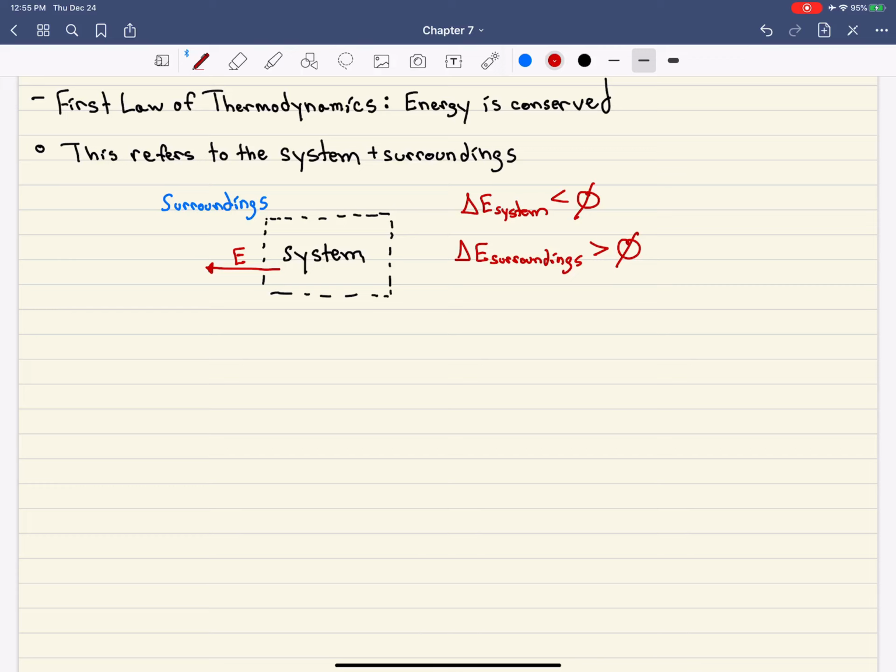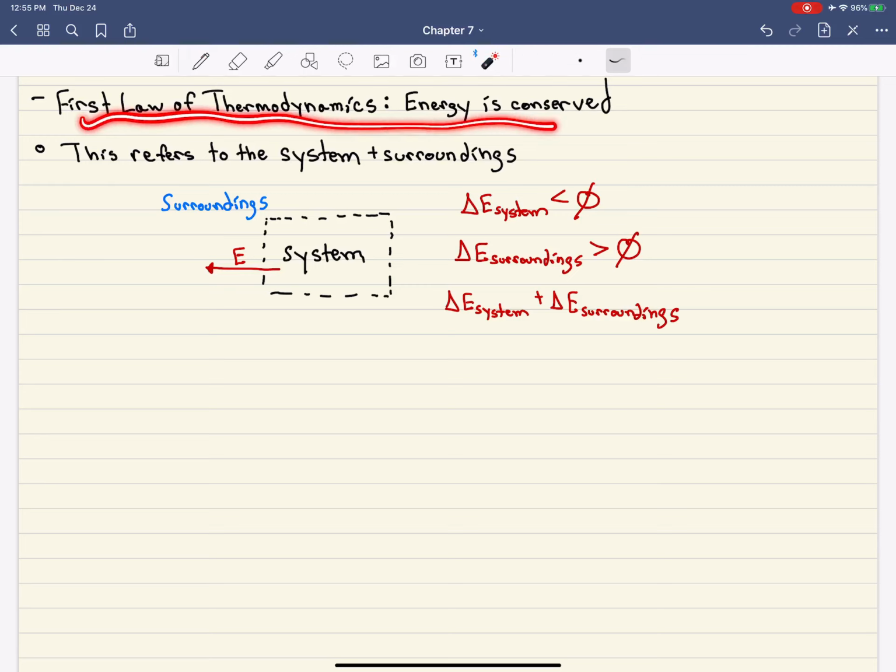But if we consider both the system and the surroundings together, E system plus E surroundings, what the first law of thermodynamics says is that this sum has to be exactly equal to zero, right? Because the total energy in the system plus surroundings is conserved, okay? And so this is going to be an important principle that will allow us to develop the energy balances that we use in the rest of the course.